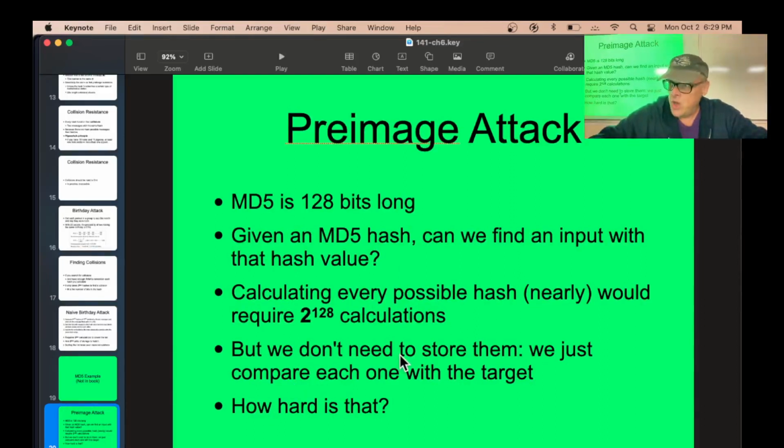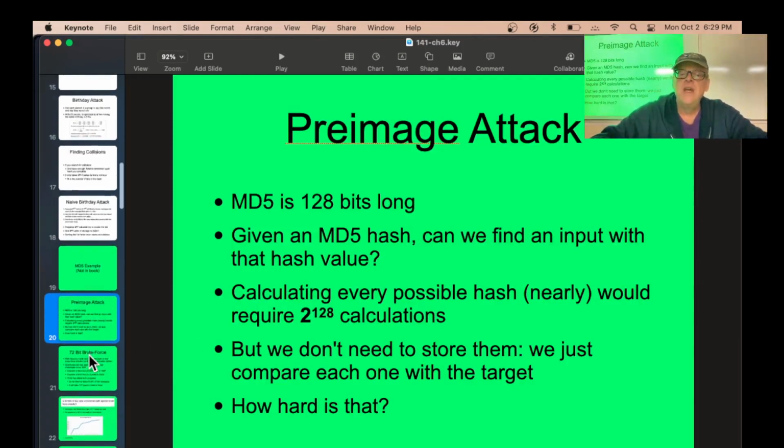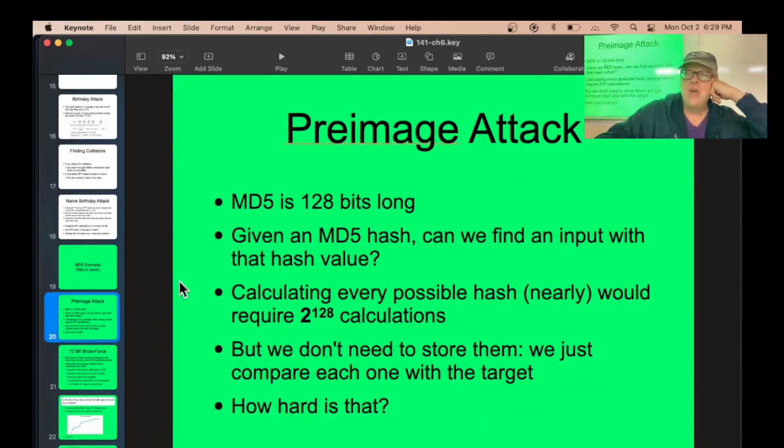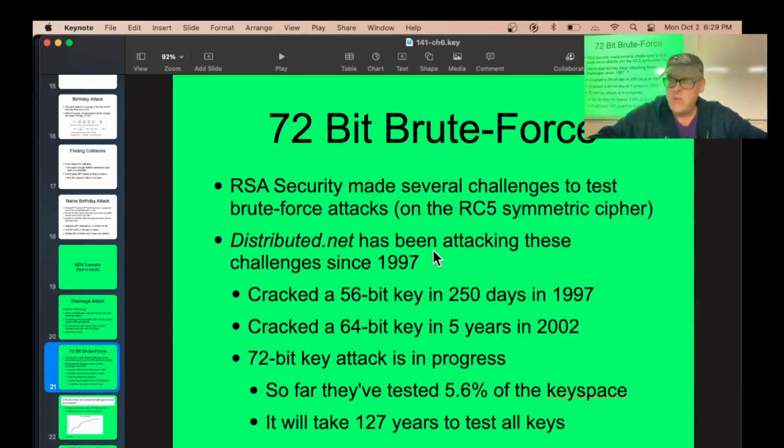You don't need to store them all. You don't need the memory. You're only going to calculate one and see if it's right, and if not, throw it away. So you don't need to store them all, but you do need enough processing time to calculate them all. And so the question is, is this an impossible number? And the answer is yes, and here's why. RSA Security made some challenges to test brute force attacks. They've been doing it for 20 or 30 years now. They cracked a 56-bit key in '97.